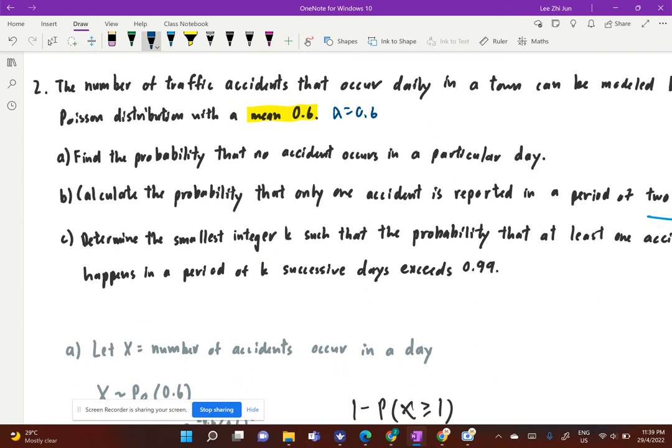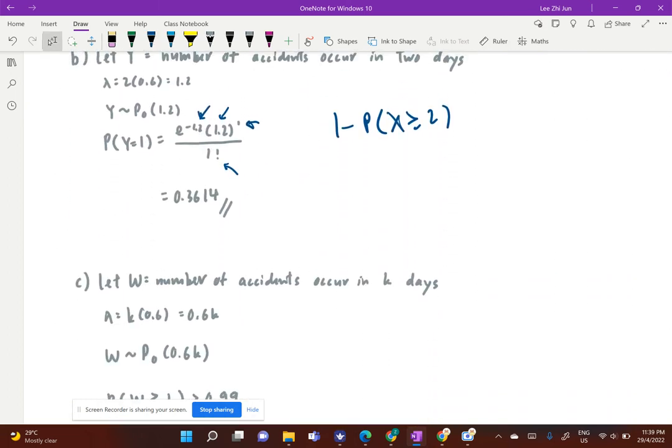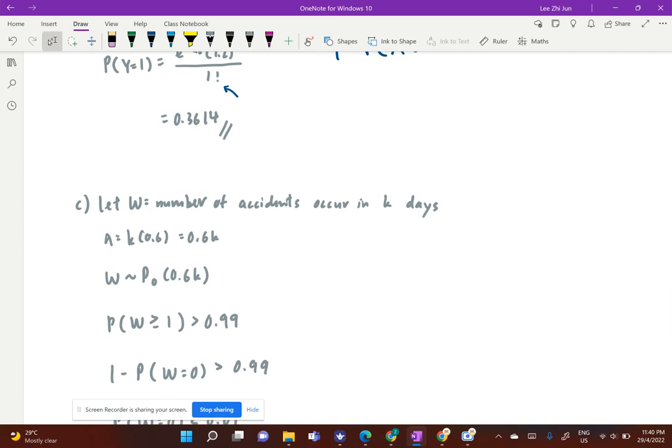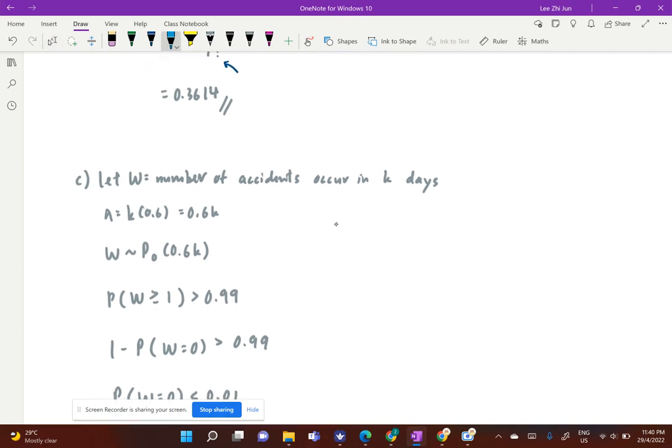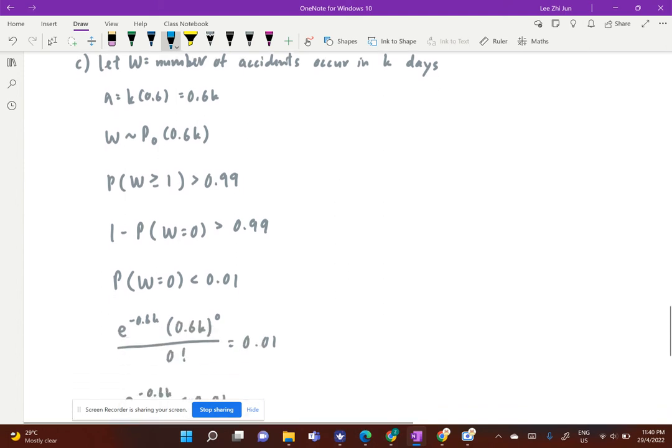Okay, for this k successive days, the probability of at least one accident happening in a period of k successive days exceeds 0.99. I don't know how many days k is, so I just let W be the number of accidents that occur in these successive days. So lambda will be 0.6k. So P, the number of accidents at least one, is larger than 0.99. So 1 minus P(W equals 0) is larger than 0.99. So no accidents occurring in these successive days will be less than 0.01. Is that right, or wrong?